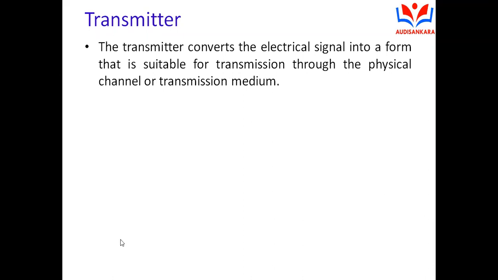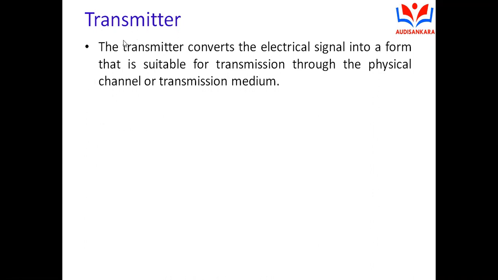Before transmission, the transmitter checks whether the signal is electrical or non-electrical in nature. If it is a non-electrical signal, then by using a transducer, that non-electrical signal is converted into an electrical signal. That is the one point.